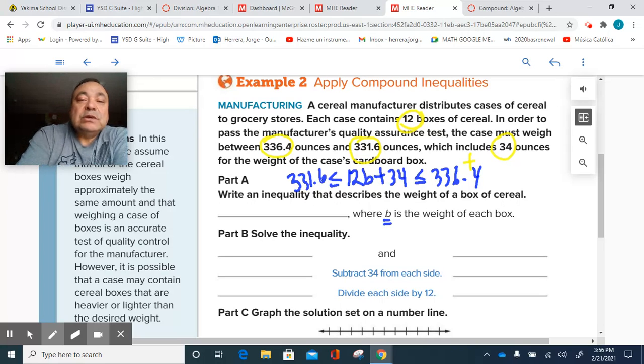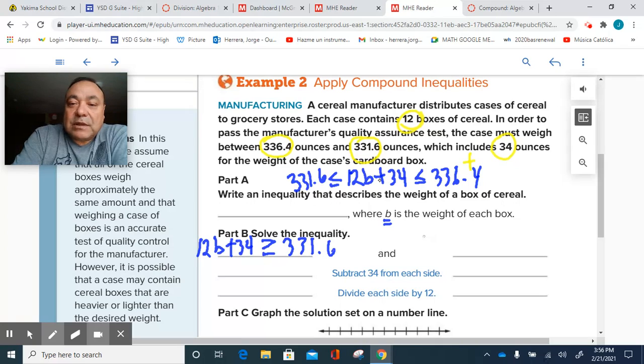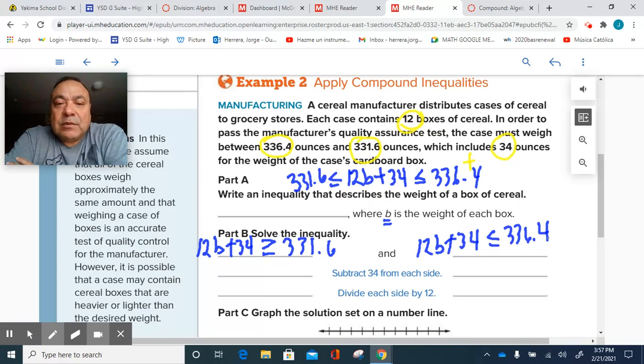Now we could do this in one shot, guys, but they want us here in the book to break it down into two. So we're going to take the first one, 12b plus 34, and it's going to be greater than 331.6. Then we go to the other side and do the same thing: 12b plus 34, because each case includes the weight, and this one has to be less than or equal to 336.4.